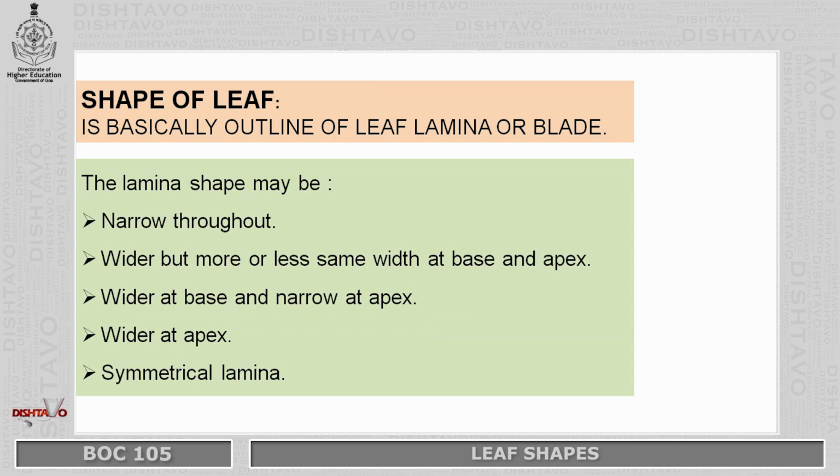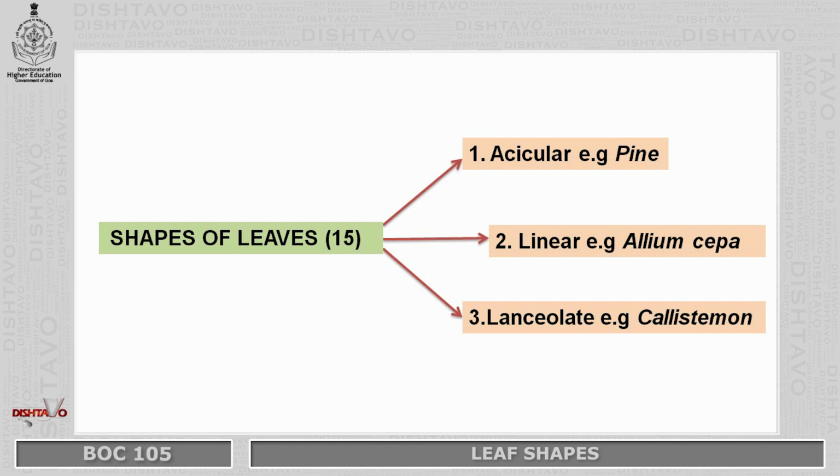Now, how are these leaf shapes divided, or how do we categorize them? Basically, leaf shapes are just the outline of the leaf lamina or the leaf blade. It may be categorized as per the following factors: narrow throughout, wider more or less at the base and apex, wider at the base, narrow at the apex, wider at apex, and symmetrical lamina. Today in this module we are going to study 15 shapes which we see in angiospermic plants.